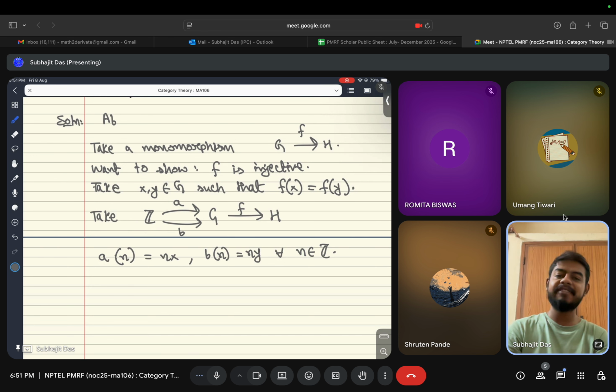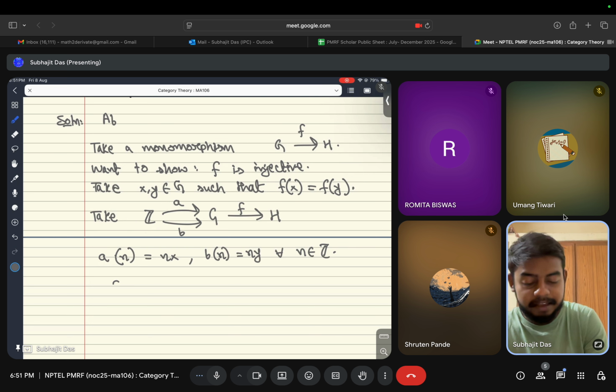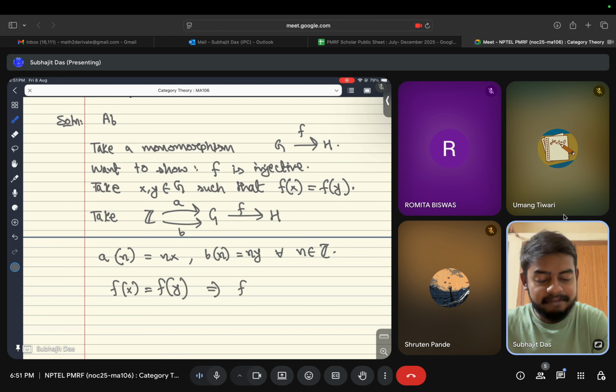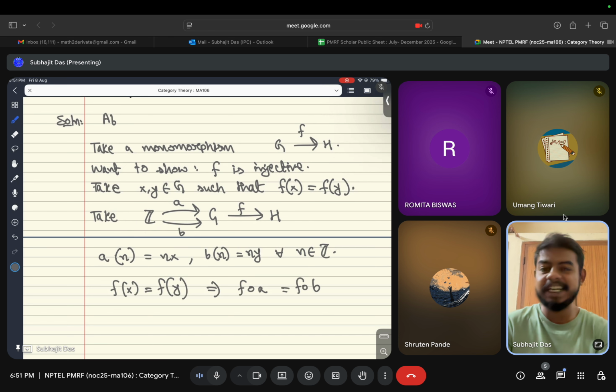So the fact that f(x) is equal to f(y) in particular says something in terms of arrows. In terms of the three arrows which are given here, can you say what exactly f(x) equal to f(y) says? Can you capture that arrow theoretically? Since A detects the element x, B detects the element y in G, and f applied on x is equal to f applied on y, this implies that f composed with A is f composed with B.